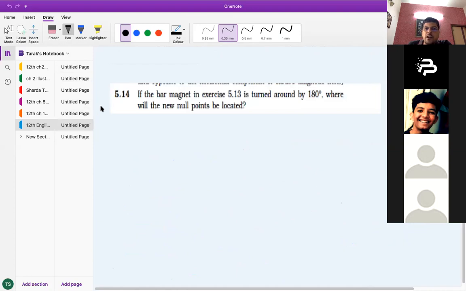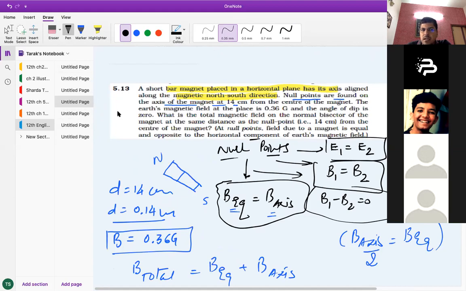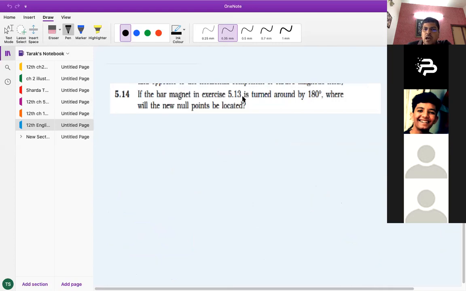ચલો ભાઈ 5.14, same exercise example, data same. The thing is that the data for the first one is 14 centimeter, and we have to find it out for the other one. If the bar magnet in exercise 5.13 is turned around by 180 degrees, where will be the new null point? ચલો, new null point ની વાત કરી. So B of equatorial line is equal to B of axis. This is the condition for null point.